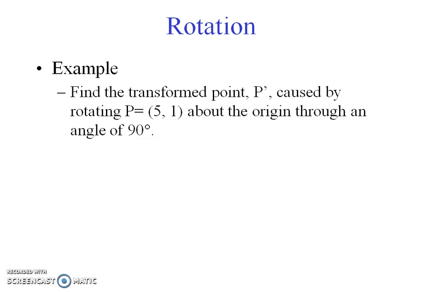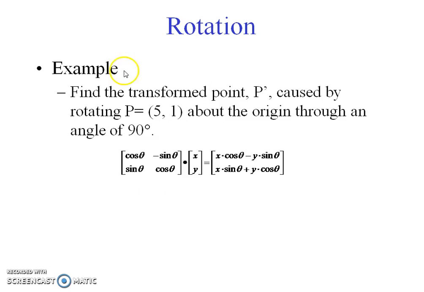Example: find the transformed point P caused by the rotation of P equal to (5, 1) about the origin through an angle of 90 degrees. The 90 degrees is nothing but theta, and the equation which we use for the rotation is that the rotation matrix is multiplied with the point x comma y, so that we can get the new point.